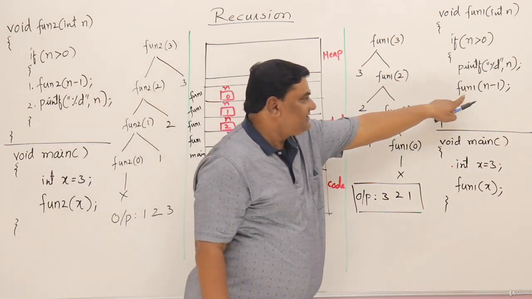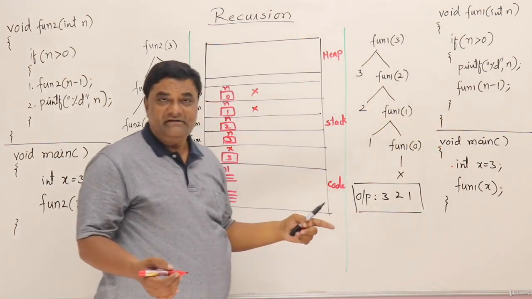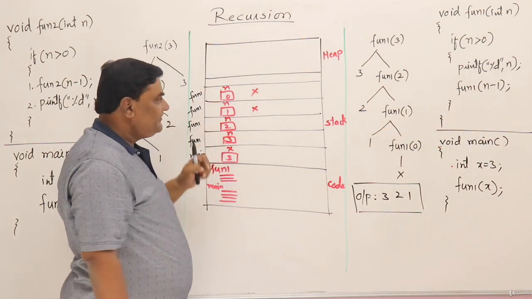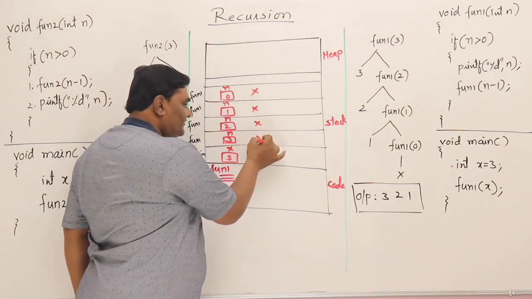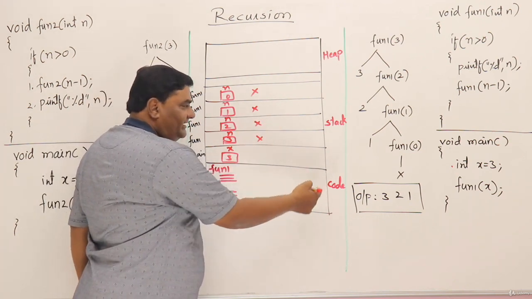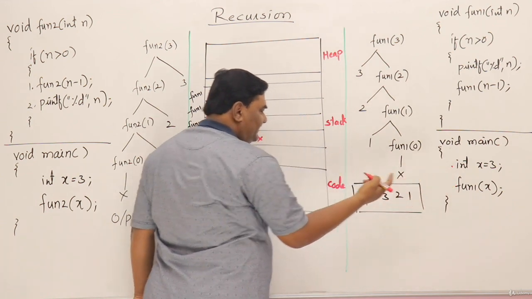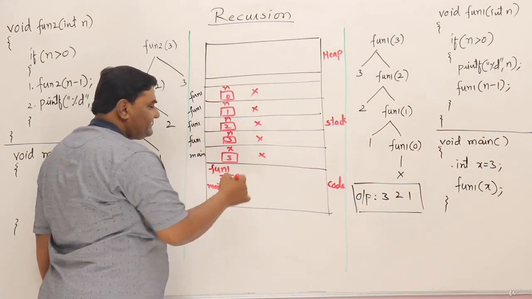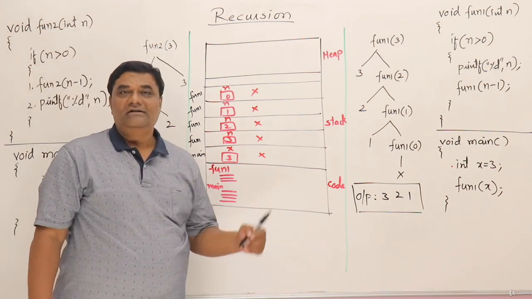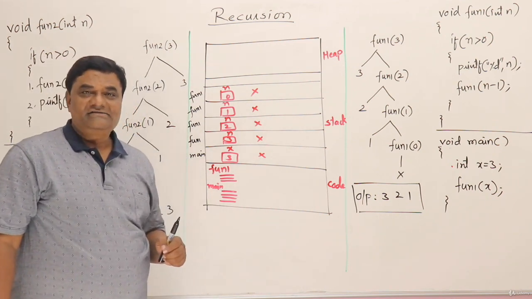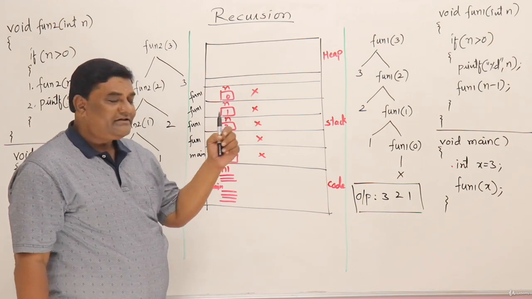In the previous call, this line is over, so there is nothing remaining, and that call uses this activation record, but there is nothing to do. So this is also deleted, and this is also deleted. Then it comes back to main. Inside main, after fun1, there is nothing remaining, so this also ends. So all these activation records end one by one. So this is how stack is created and utilized in recursion.